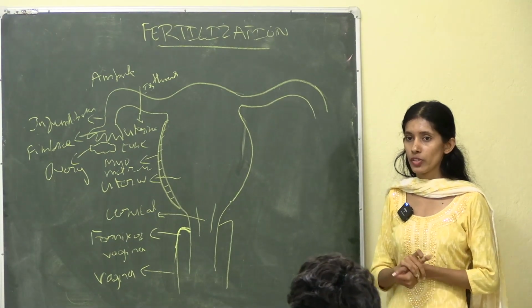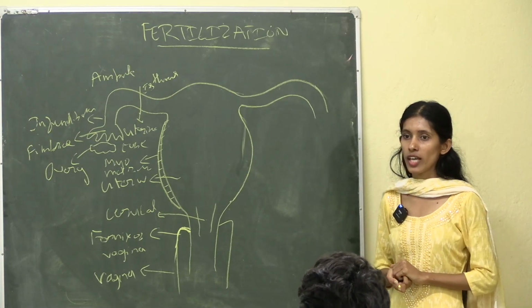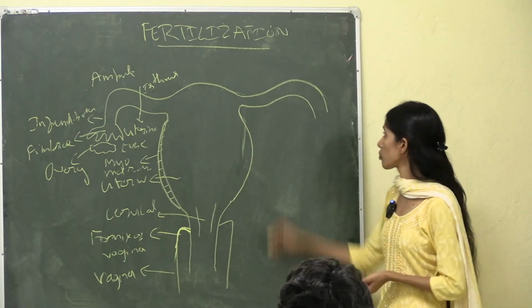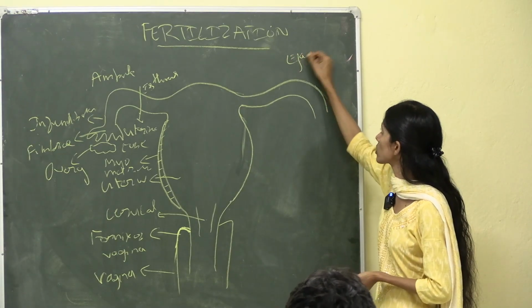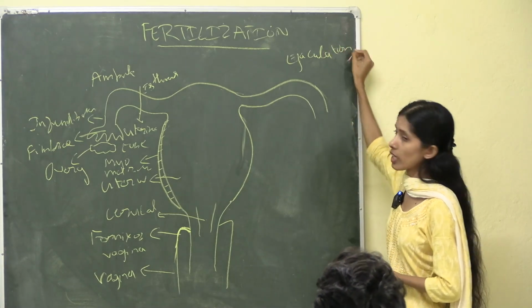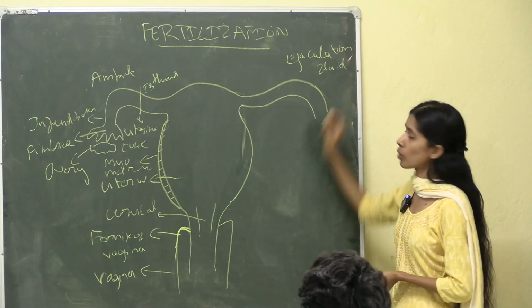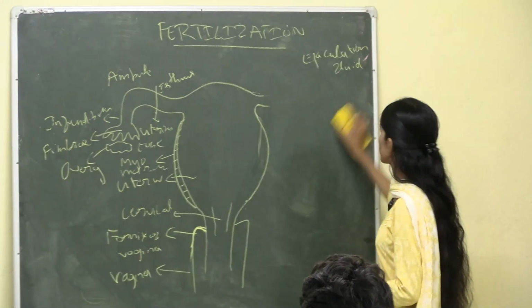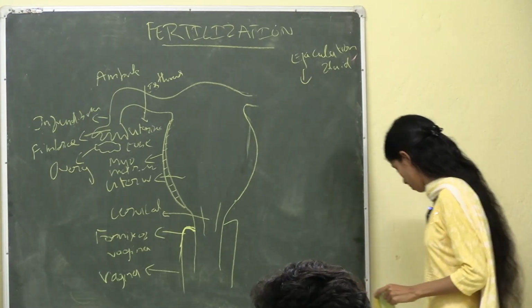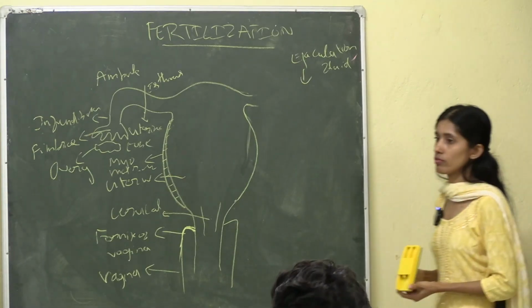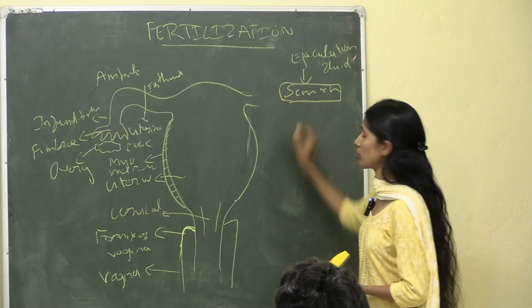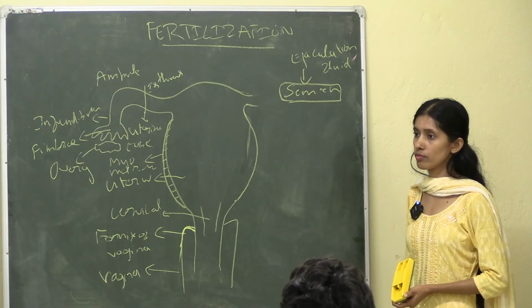Okay. Once the copulation happens, there will be an ejaculation in the vagina of the female reproductive tract. Okay. So your ejaculation fluid includes, what are the components of ejaculation fluid? Mainly it is semen, right? So what are the components of semen?